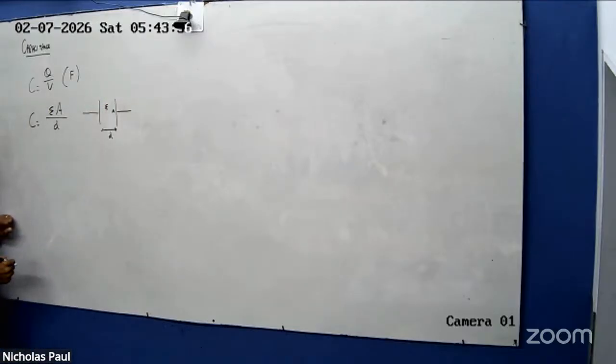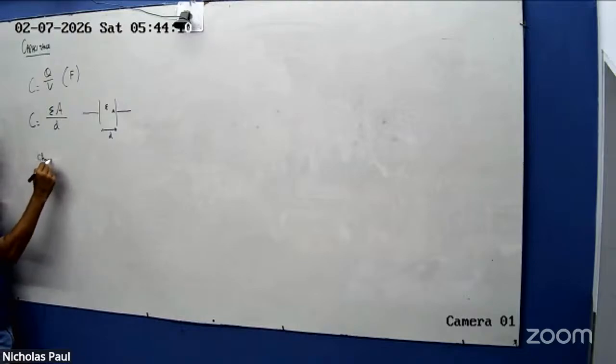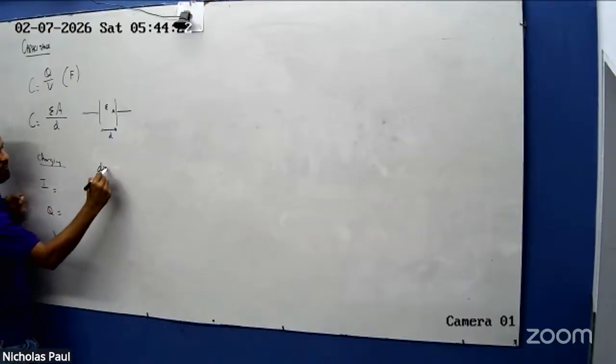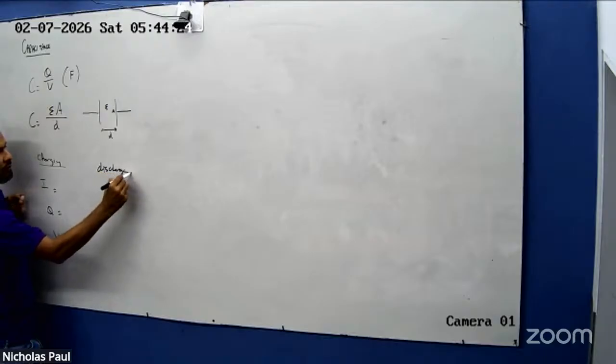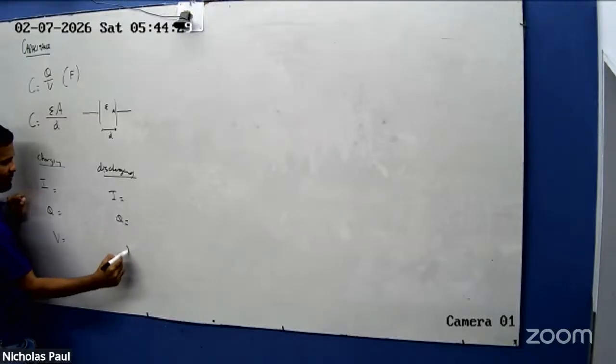Something else that we need to remember: the capacitor has the ability to store charge and discharge as well, right? So during charging, and I explained the process, we should remember what the I, Q, and V graphs look like. And then during discharging, this one is easier to remember, what the I, Q, and V graphs look like.